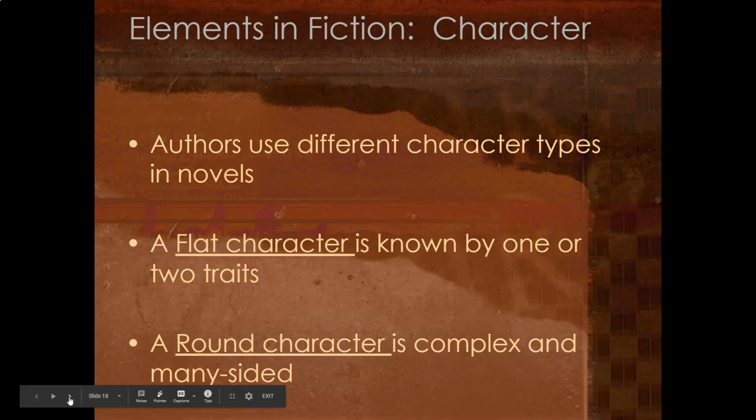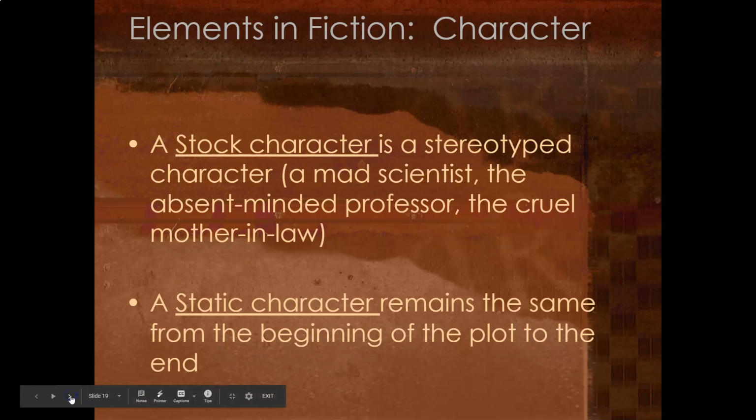Authors also use different character types in novels. A flat character is known by one or two traits. A round character is more complex and has many sides. A stock character is a stereotype, such as the mad scientist and the absent-minded professor. And a static character is someone who doesn't change at all from the beginning to the end of the story.